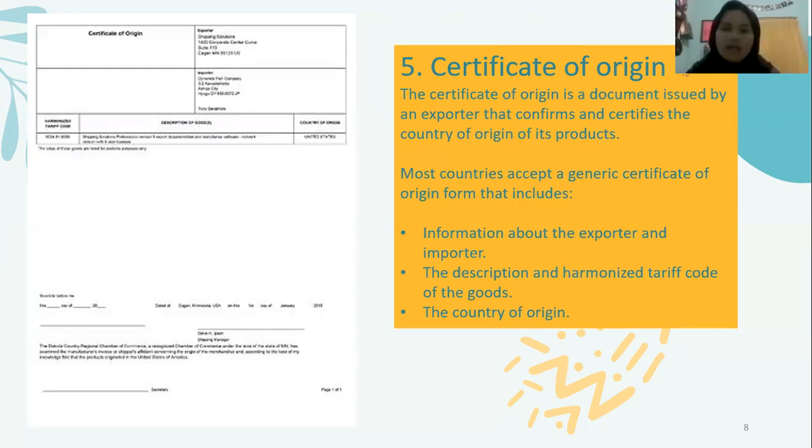Certificate of origin. The certificate of origin is a document issued by and identifies the country of origin of its product. Most countries accept a generic certificate of origin that includes: number one, information about the exporter and importer; number two, the description and harmonized tariff code of the goods; number three, the country of origin. And this is an example of the document.